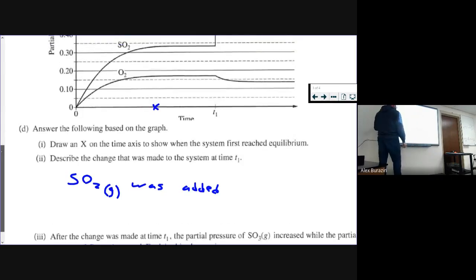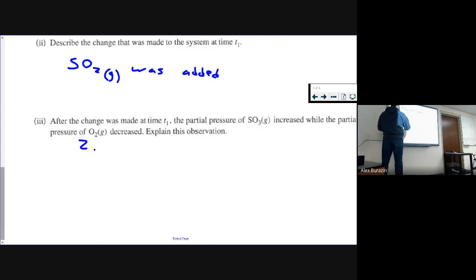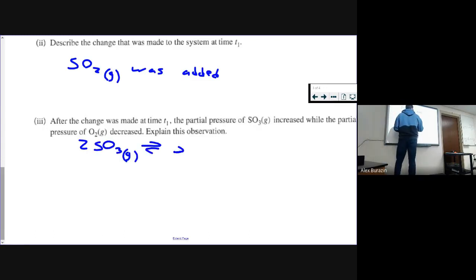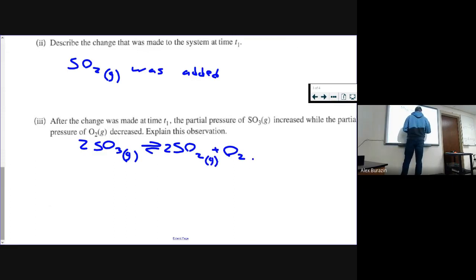So I want that reaction back. So I have 2SO3 turning into 2SO2 plus O2, right? That's right. So let's think about the stress that we just introduced. At time t1, we added SO2. What did that do? Well, this increased. Which way are we shifting? Towards the reactant side. All right, let's talk about why that occurs.